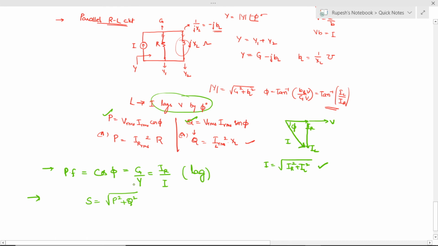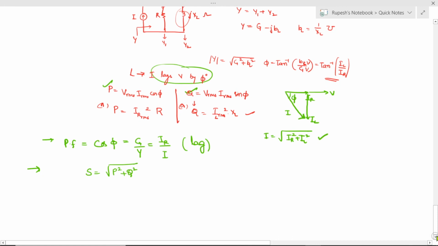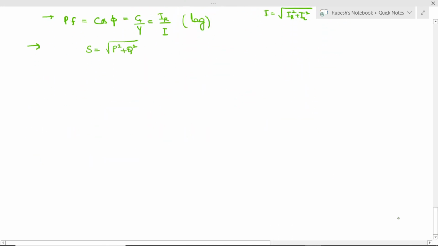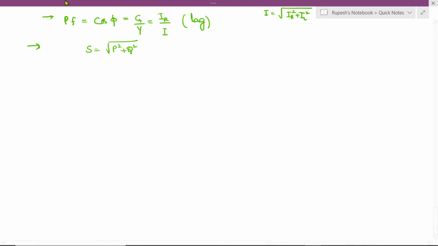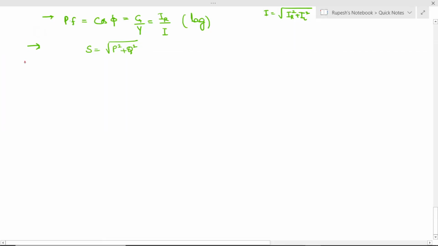Okay, clear? We shall move on to the next circuit in the parallel series. Parallel RL is over, and next we will deal with the parallel RC circuit.